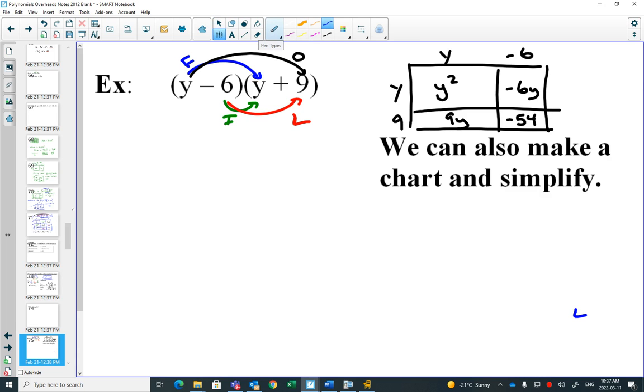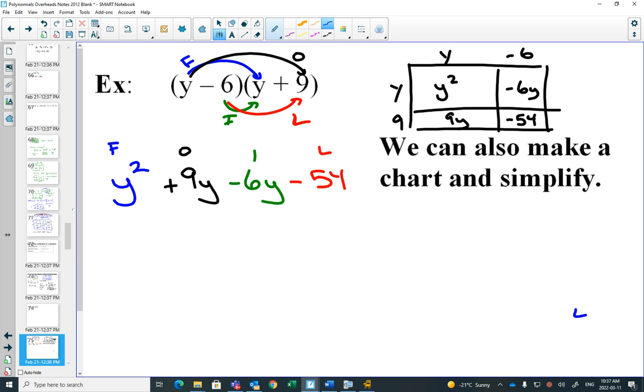So if I was using the arrows, the first one's blue, that'll be y times y, that's y squared. Then the outside ones are y times 9, that would be plus 9y. Inside ones, minus 6y. Last ones, minus 54. I'm color coding it right now so you can really see first, outside, inside, last. We can write above here, first, outside, inside, last.